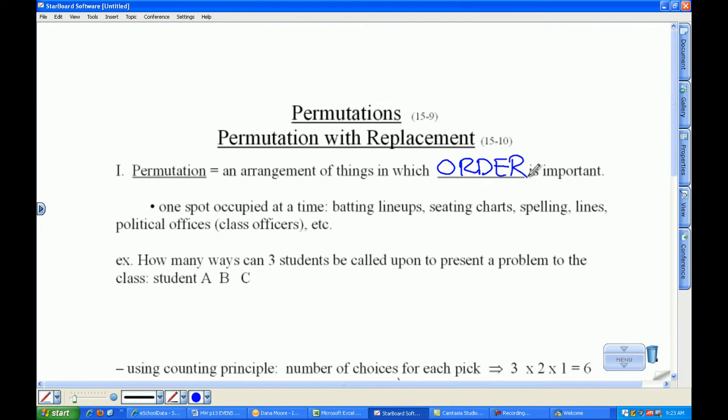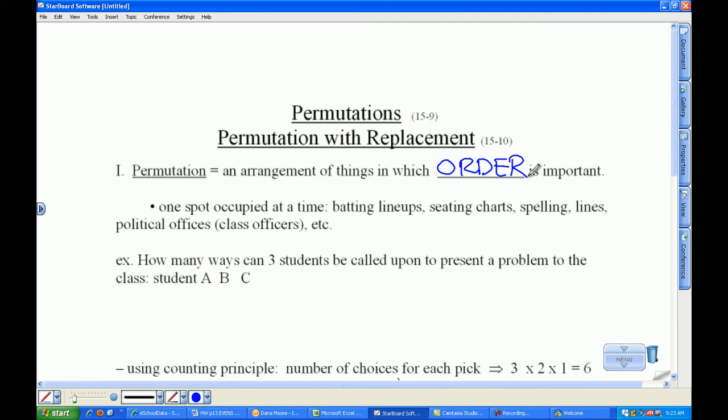Tomorrow, and I mean by tomorrow, Monday night, when you watch your Monday night video, you're going to learn about something called a combination, and there order does not matter. So this idea of I care about the order in which I select the objects in the problem, that is a permutation.